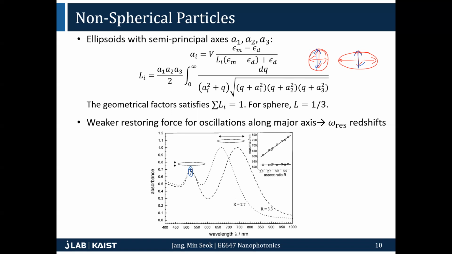But if the incident electromagnetic wave is polarized in this way, then its resonance condition changes by a lot, because it requires charges to move a much longer distance. Because of that, if you elongate the particle, your resonance becomes redshifted. So this is a simple mechanism for what changes if you have a non-spherical particle. And this is a specific equation to describe it, but I don't think it's too important.